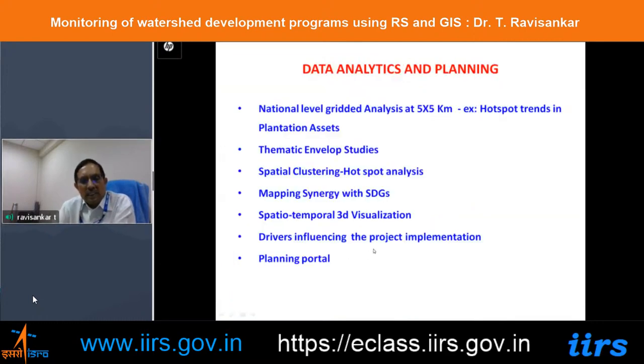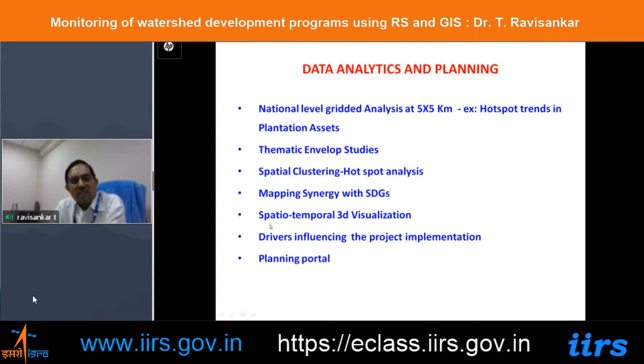So the entire thing is, we were also not handling the big data analytics in the office. So what we initially tried is to develop a national level grid analysis at 5 kilometers by 5 kilometers. One example will be showing on hotspot trends in the plantation areas, thematic envelope studies, spatial clustering hotspot analysis, mapping synergy with the sustainable development goals. This is the key nowadays, because the entire world is interested in the sustainable development of any nation and how the programs are impacting those goals. And all of you know that there are 17 goals. Some examples I will show.